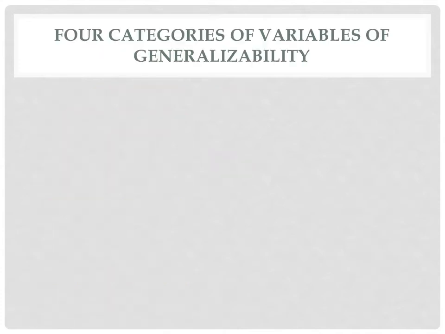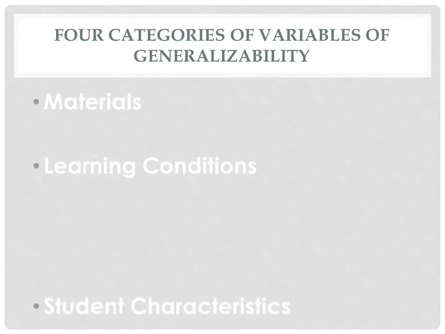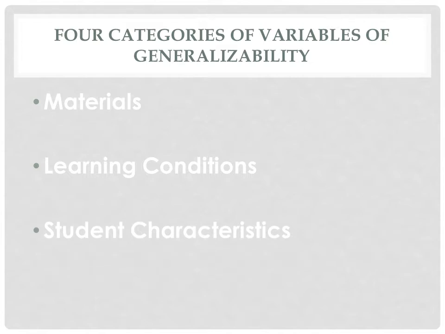The 10 learning techniques chosen were then evaluated for generalizability by choosing 4 categories of variables. The first variable, materials, refers to the content students are expected to learn. The next variable, learning conditions, refers to the environment that the learning takes place in or how the learning techniques are applied. The third variable, student characteristics, refers to several aspects. It could be age, cognitive ability, or background knowledge.